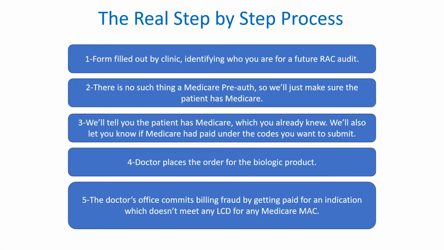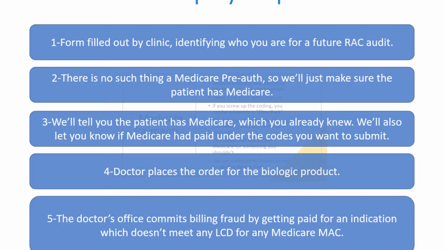The problem is the real step-by-step process is a little different. They're talking about Medicare authorizations. There are no Medicare prior authorizations. That doesn't exist. All they can tell you is the patient has Medicare or not. The doctor then places the order for the biologic product, and then there can be real problems after that.